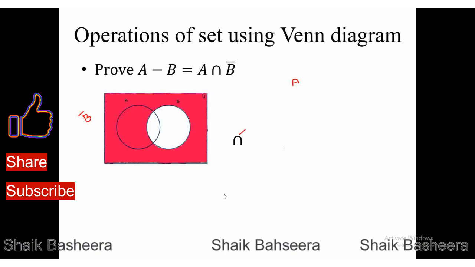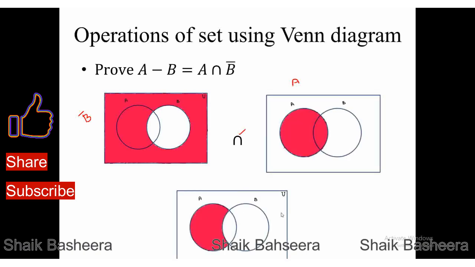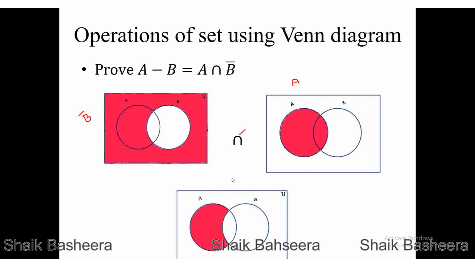we obtain A minus B, nothing but all the elements of A other than B. It means we are removing the elements of B from A, and we have A minus B, nothing but A intersection B bar. This is the most important theorem or Venn diagram representation for our upcoming probability theorems.